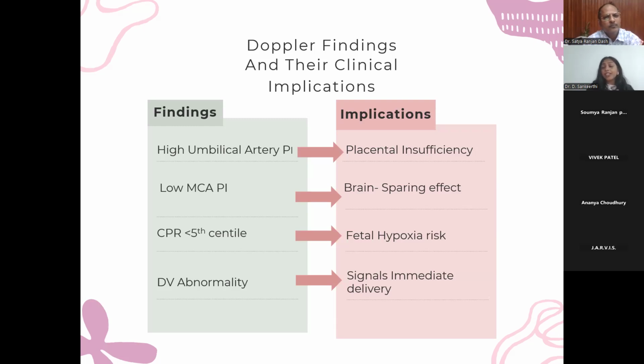And the DV abnormality is something that really helps us identify whether the baby requires an immediate delivery or not. So, identifying whether this flow of blood is going in forward motion or backward motion, or there is no flow, will help us identify how immediately we have to take action, or how immediately we have to intervene and do something in order to save this baby.